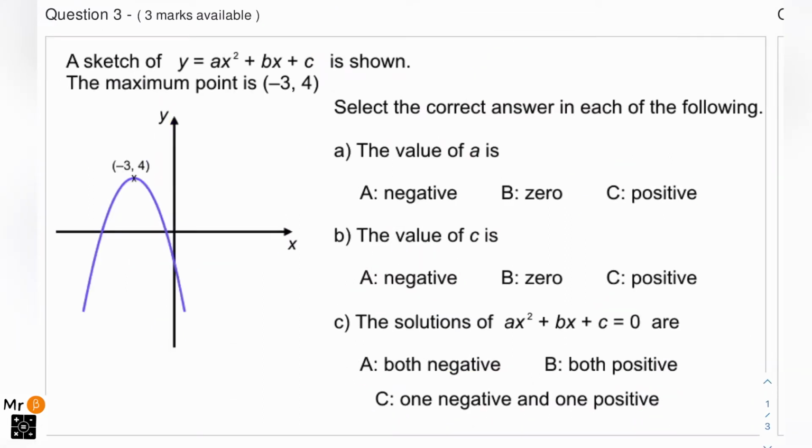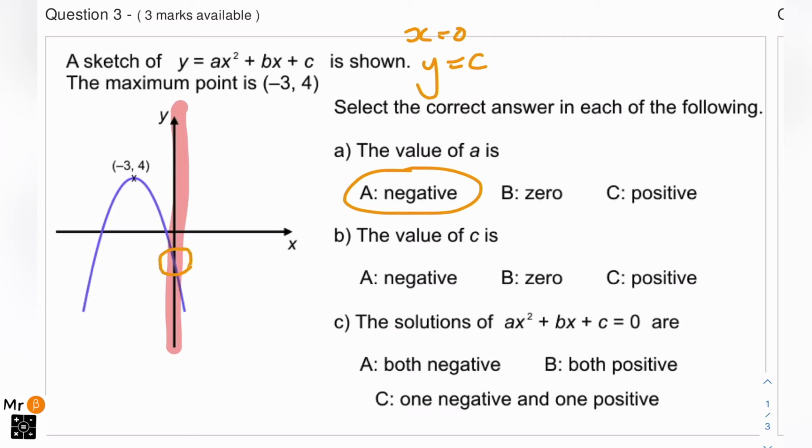In our third question, it's very similar. However, you'll notice that now we've actually got a maximum point and our quadratic graph is flipped over. That is what tells you that this is a negative quadratic. So therefore the value in front of the x squared, the quadratic part in our equation, has to be negative. In part B, if we do the same as before, where we put x is 0, so we are looking at our y-axis, we would be left with y is equal to C if we substituted in that x is 0 into our equation. And here again, you can clearly see that it's crossing in the negative part of our graph. So therefore C is again negative.